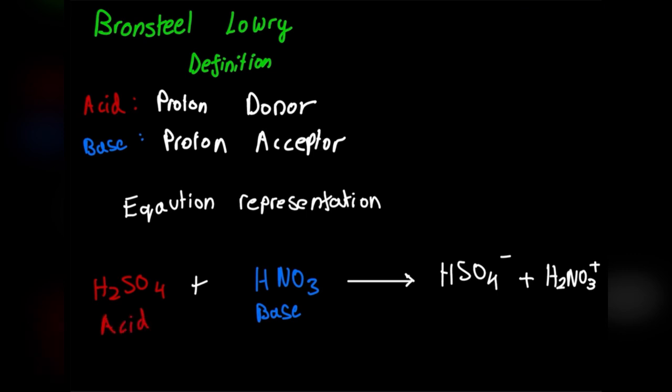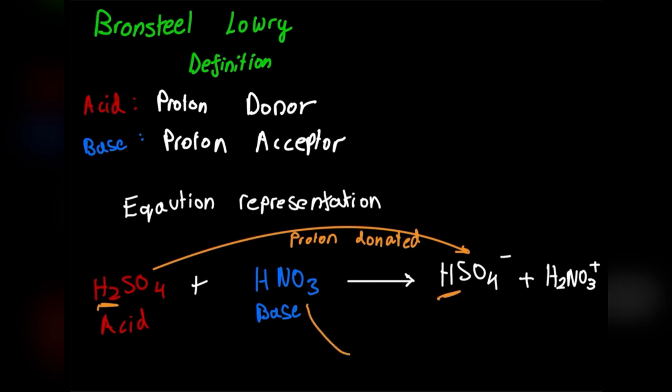As you can see in this equation, when we move from this to this, we can see that a proton has been donated, as now it's missing one. Likewise, when we look at the movement from HNO3 to H2NO3+, we can see that there's been an addition of a proton, meaning a proton accepted.